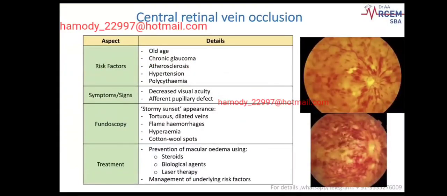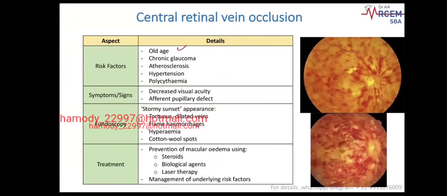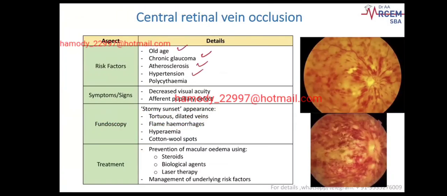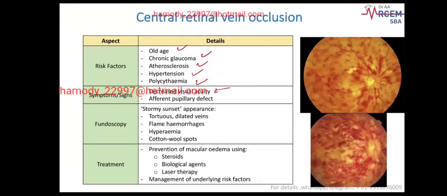Central retinal vein occlusion. There are various risk factors for a vein occlusion. It might be old age, chronic glaucoma, atherosclerosis, hypertension, or polycythemia. They will present with decreased visual acuity, that is blurring of the vision, and an afferent pupillary defect will be there. Consensual pupillary light reflex will be intact.